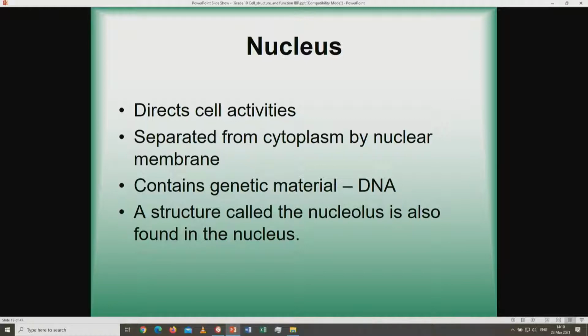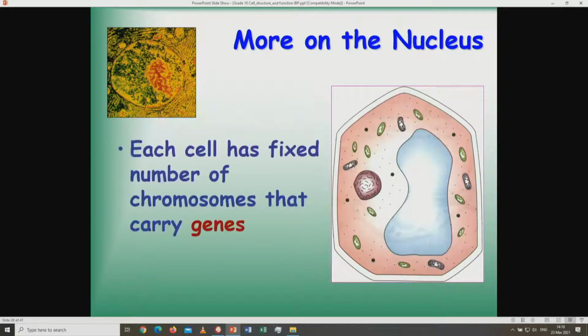Now, as you're going to study in much more detail in grade 12, it contains the genetic material, the DNA of us, and that is how we can distinguish between parents and offspring, and how it makes you original. The nucleus also contains the nucleolus, which is found inside the nucleus.